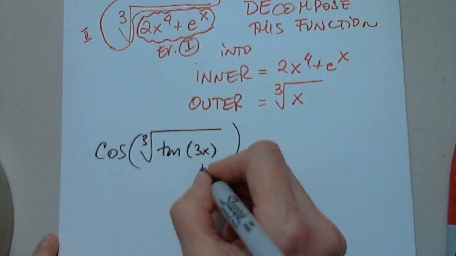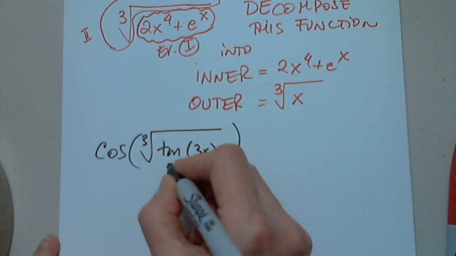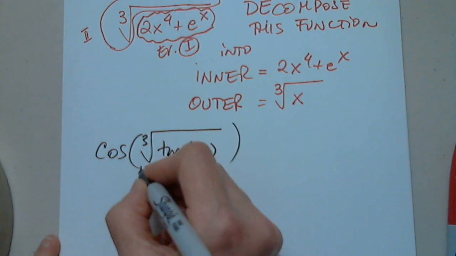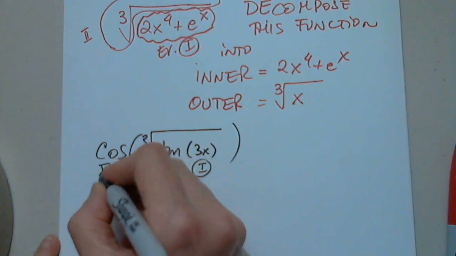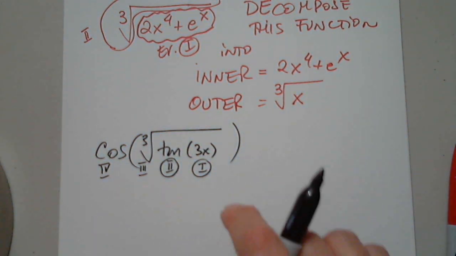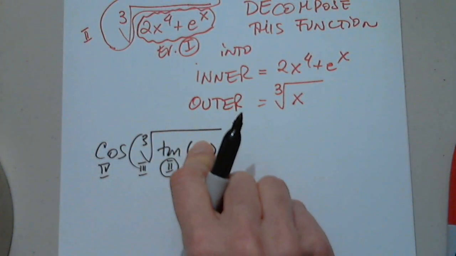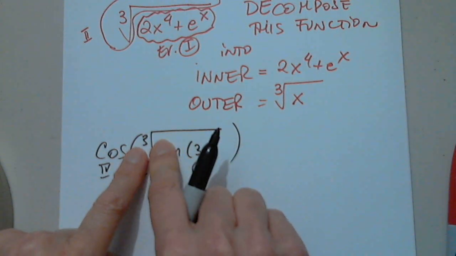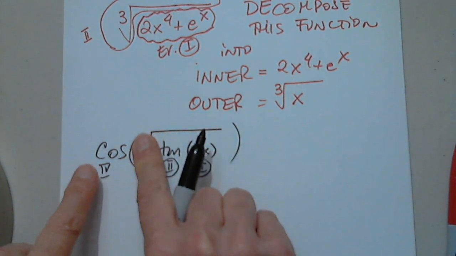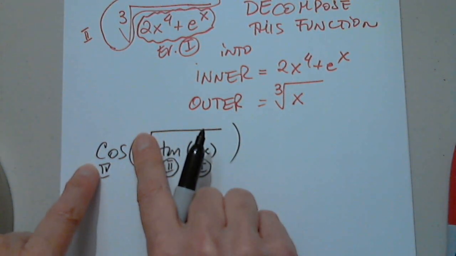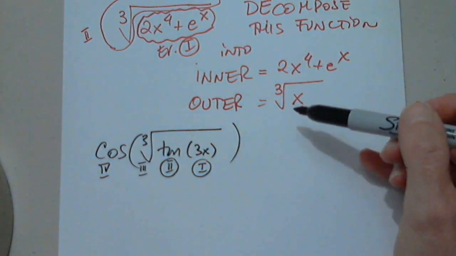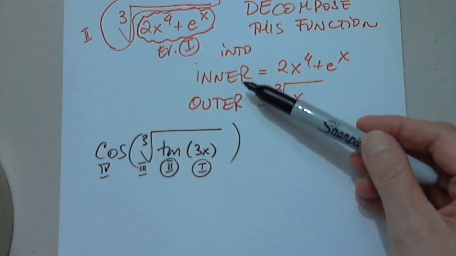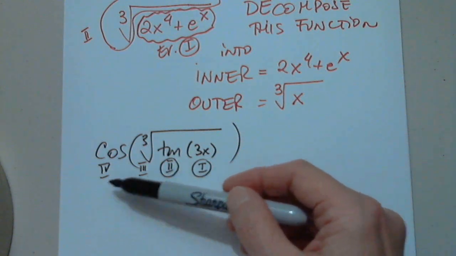Wow. Innermost. Next. The innermost function is 3x. The next innermost function is tangent. The next innermost function is the cube root. And the next one is cosine. So here we came up with 2, one outer and one inner. But here I have 4.